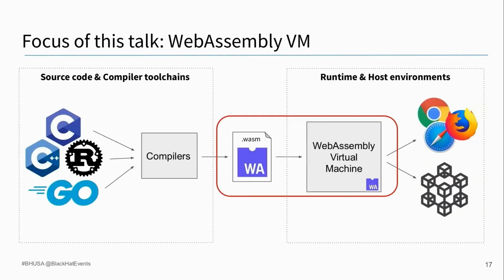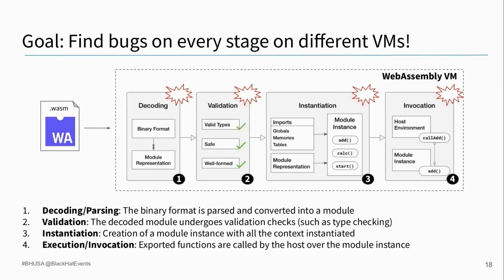So in this talk, we're going to mainly focus on this part. That means providing a WebAssembly module to the target, which will be the virtual machine. And our final goal will ideally be to find bugs in all those different stages. My goal is to show you how you can improve your fuzzing process over time to reach more in-depth code paths in the WebAssembly VM.